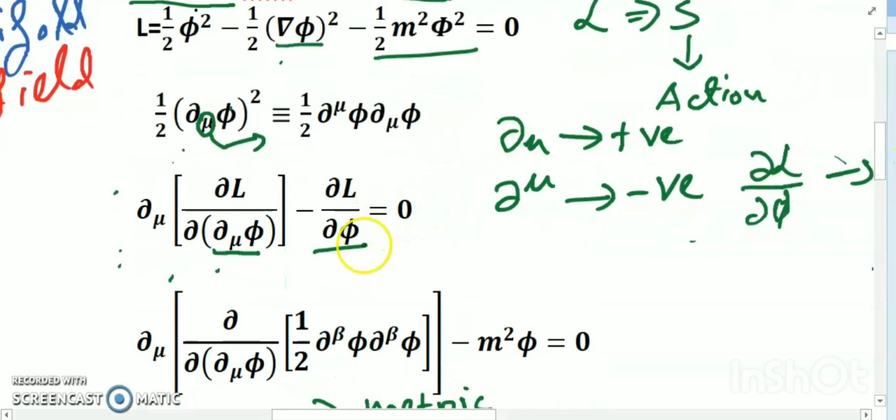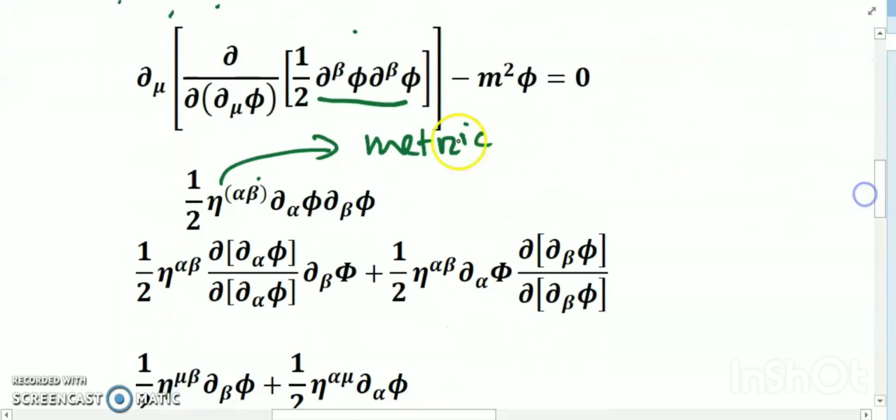L equals del phi, del beta phi. This is the L, this is the Lagrangian. Okay, so here we are putting L equals del mu phi, and this is the metric, and putting this metric value in here.